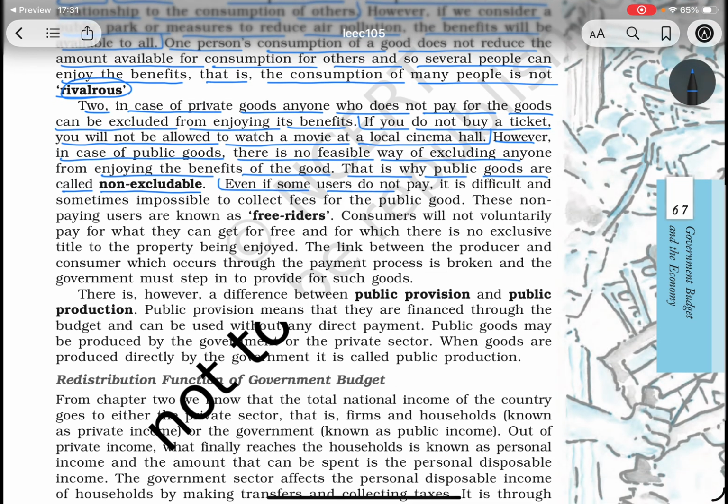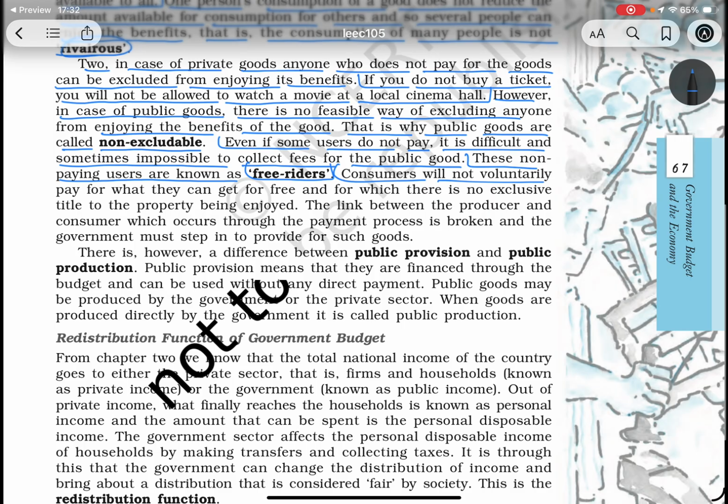Even if some users do not pay, it is difficult and sometimes impossible to collect fees for the public good. These non-paying users are known as free riders. Consumers will not voluntarily pay for what they can get for free and for which there is no exclusive title to the property being enjoyed.